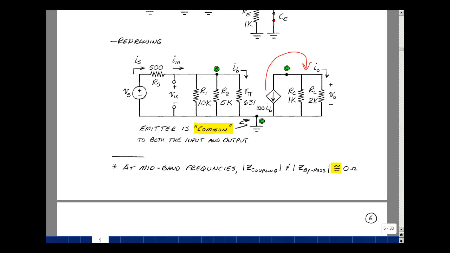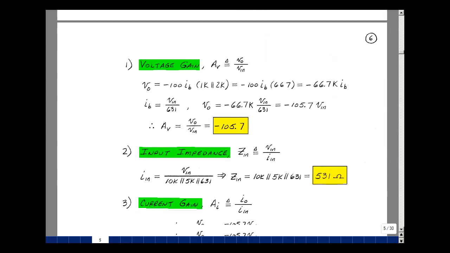Another parameter that we'll calculate is the current gain. It's the ratio of I out to In. I out is V out divided by 2K, or R sub L, and In is going to be equal to Vn divided by our input impedance, I'll call Zn. We'll look at this on the next page.